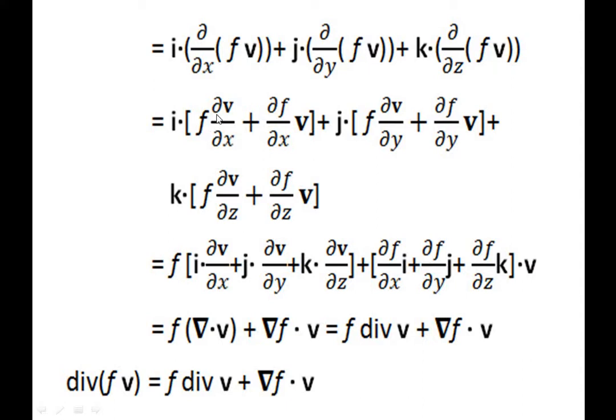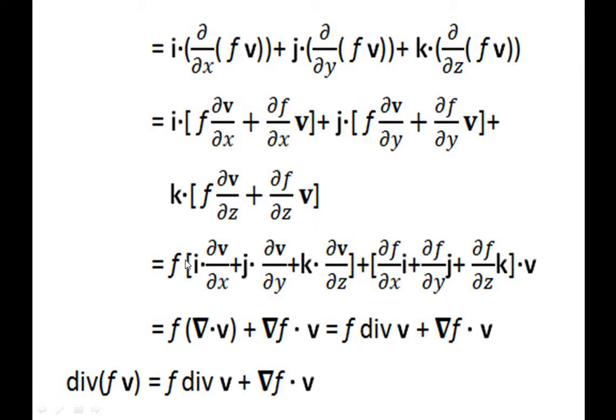That is, i dot f into dou v by dou x plus dou f by dou x into v, plus j dot f into dou v by dou y plus dou f by dou y v, plus k dot f into dou v by dou z plus dou f by dou z v. Look at this expression. Here we have i dot f into dou v by dou x, j dot f into dou v by dou y, k dot f into dou v by dou z. Then we take f commonly outside. Similarly for i dot dou f by dou x v, j dot dou f by dou y v, k dot dou f by dou z v, where v is common, so we take that v part outside.